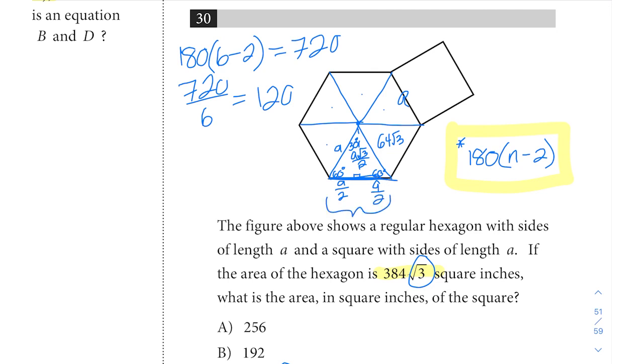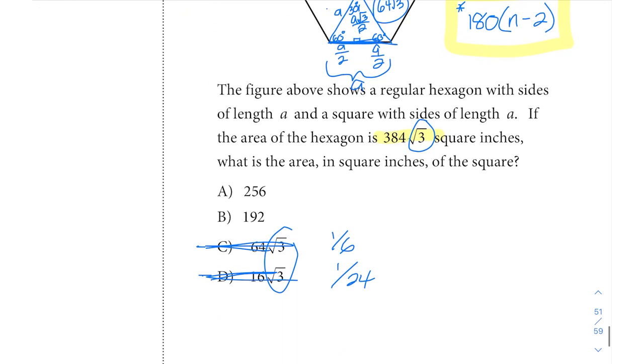The base of this triangle is A over 2 for each smaller piece, which means the entire thing together, right, is A, as they told us. The height is A root 3 over 2. And if we have a base and a height, and we know the total area, which is 64 root 3 for each of these triangles, now we can set up an equation and start solving.